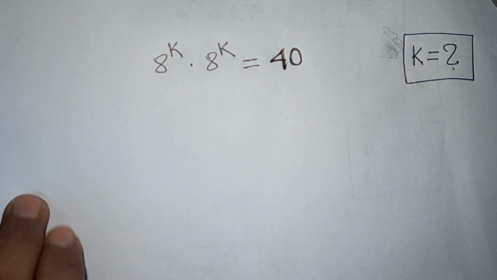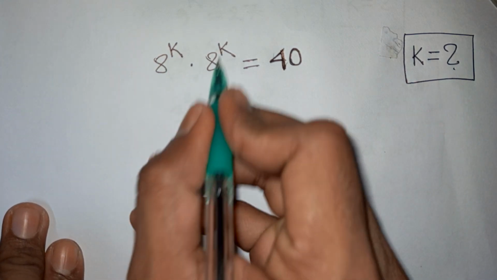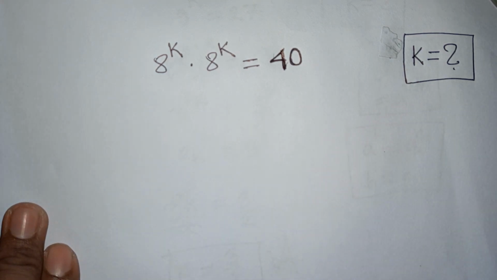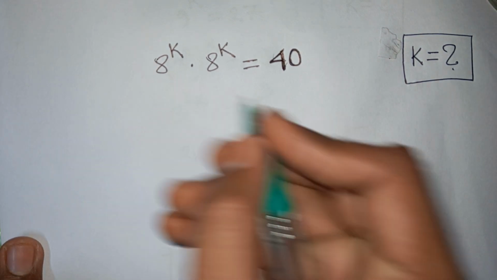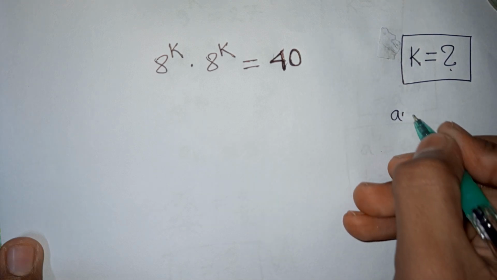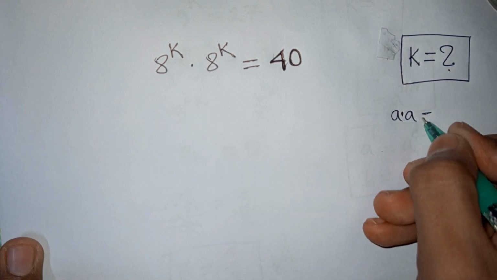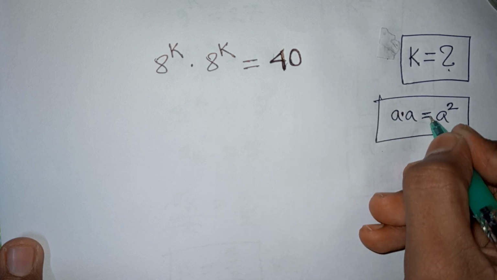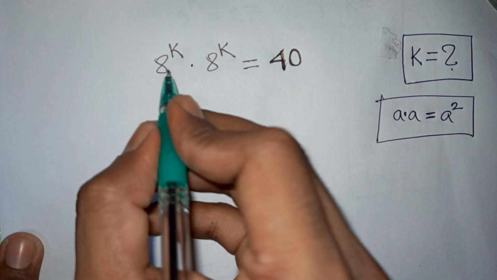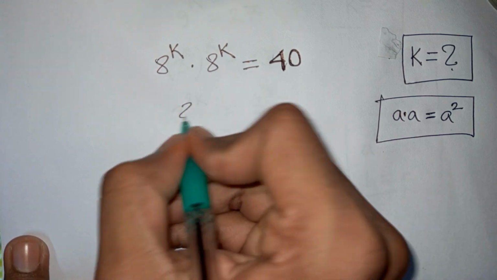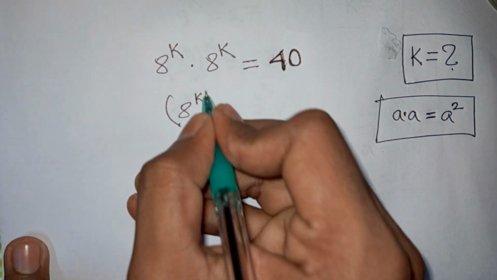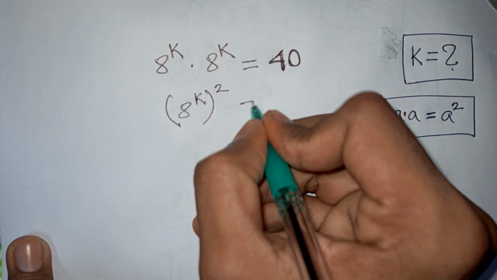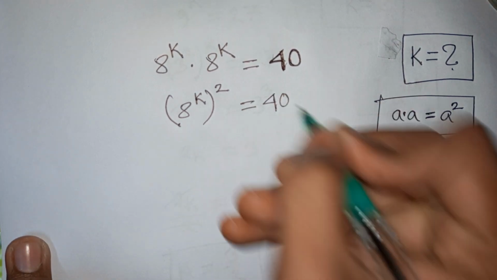How to solve 8 power k times 8 power k is equal to 40. Find the value of k. So, here in the form of a times a is equal to a square. So this times this, it will be 8 power k whole square is equal to 40.